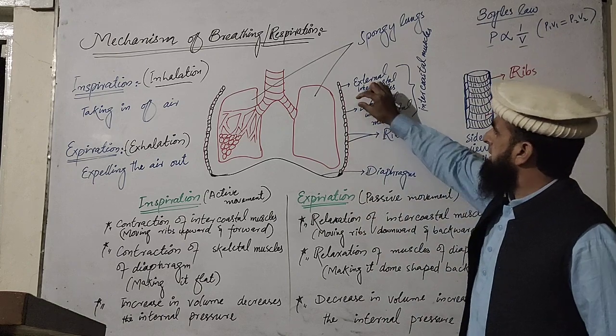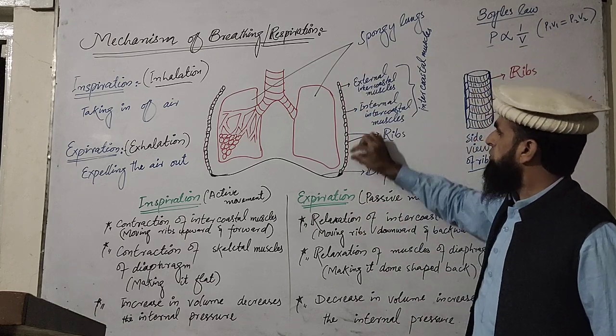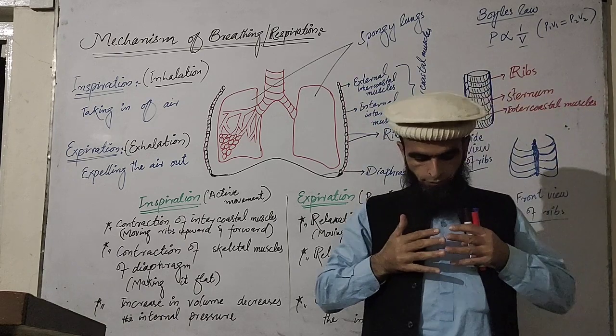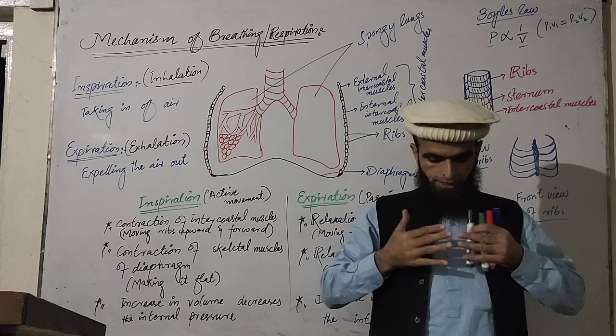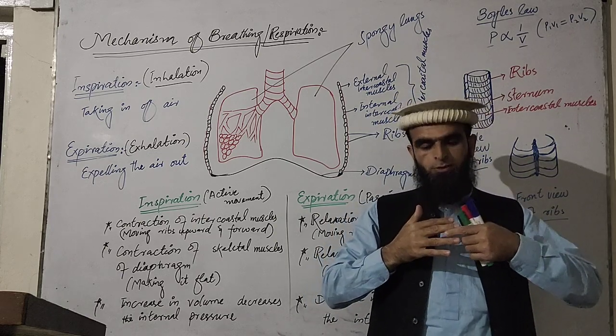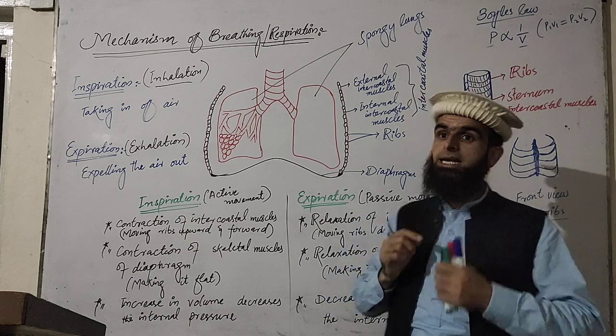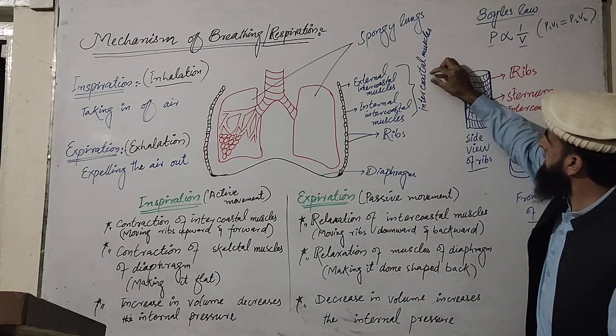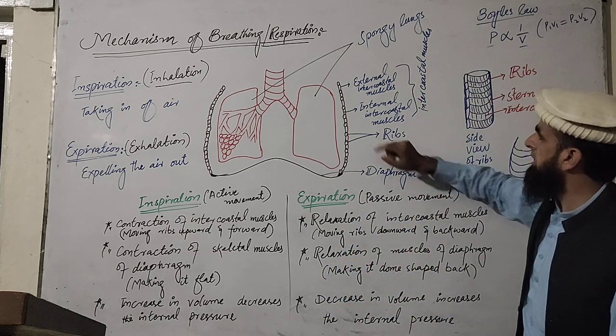Okay, the second thing is the ribs. So the ribs are connected. These are, for example, the ribs. The ribs are connected to each other through some special kind of muscles, which are called intercostal muscles. Intercostal muscles are of two kinds.